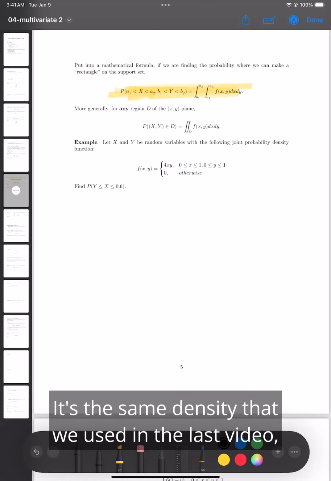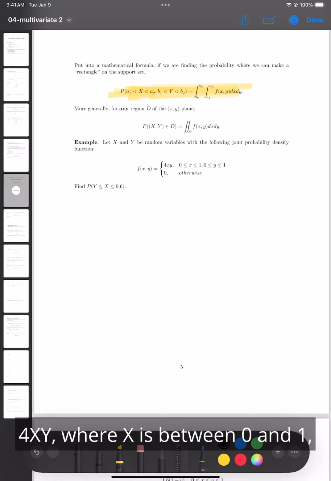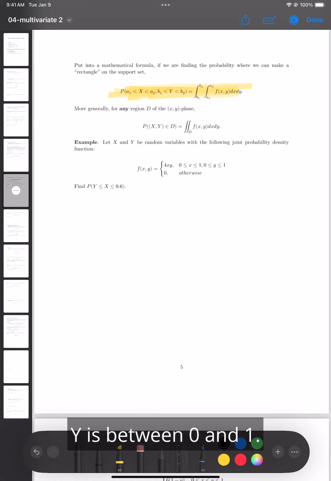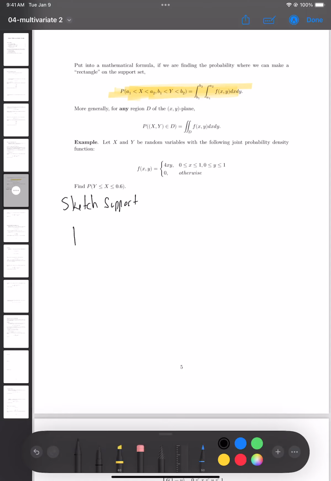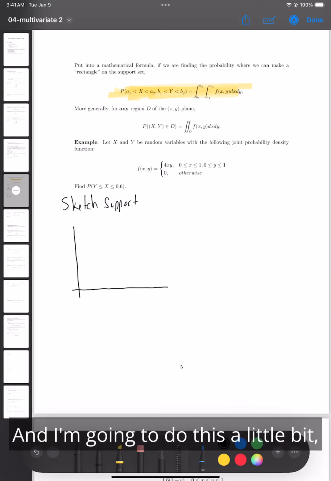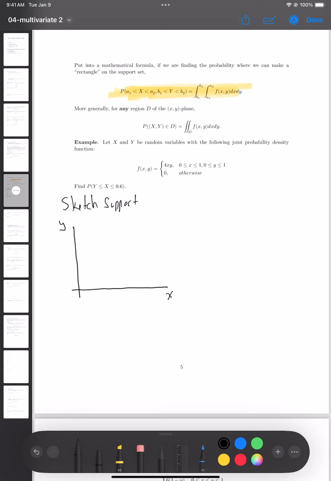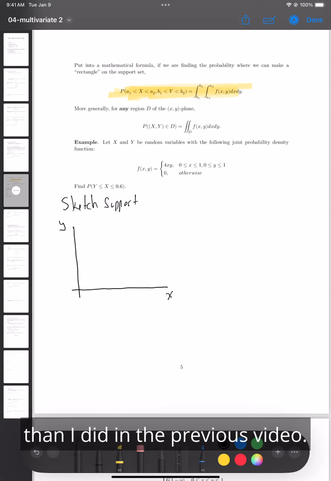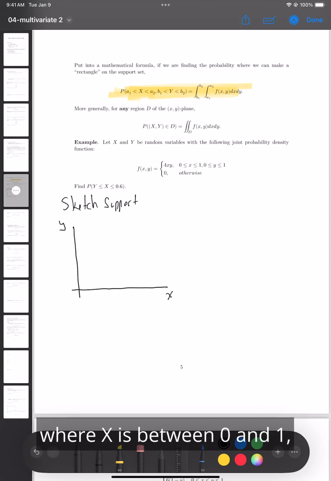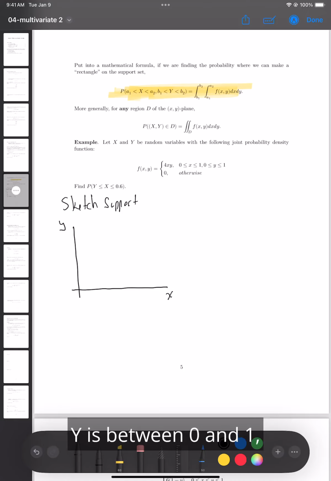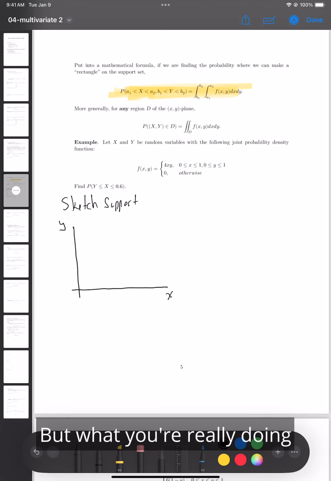It's the same density that we used in the last video for xy, where x is between 0 and 1, y is between 0 and 1. Again, we're going to start by sketching the support. I'm going to do this a little bit more carefully than I did in the previous video. This is one where you could kind of just do it instantly.